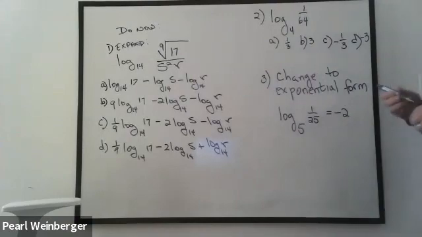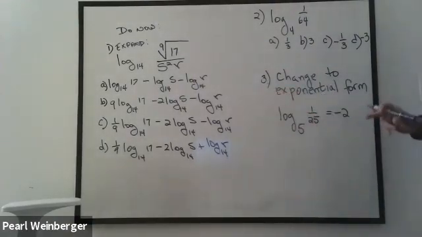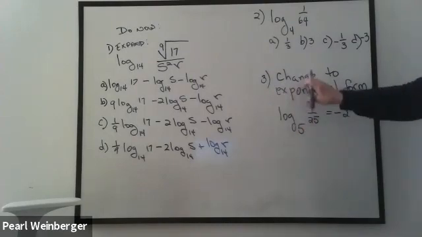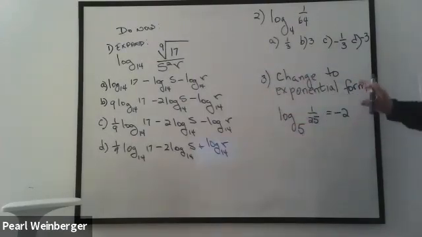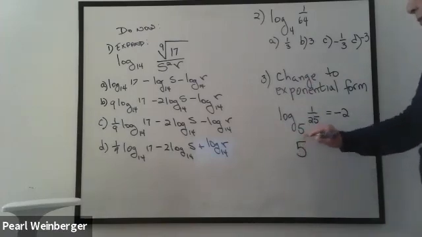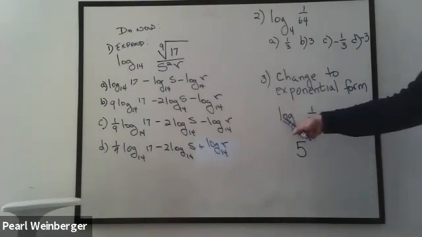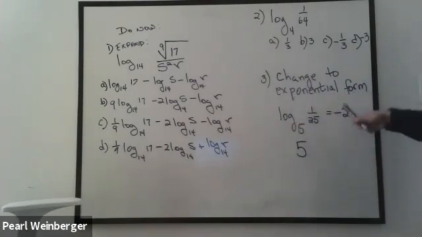Okay, so question number 3 was just a matter of changing something that's in logarithmic form to exponential form. So let's remember what we do. The subscript is what we call the base. It's the number that's going to end up with the exponent. The log is equal to the exponent.